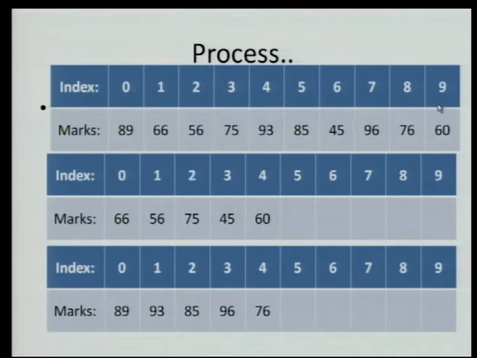Suppose this is my array. I can define two more arrays. This is simply taking a dump. I read this value, 89. Is 89 less than or equal to 75? No. So it goes to the second array. 66, less than or equal, comes to the first array. 56 comes to the first array, 75 comes to the first array. 93, once again the statement is false, so it goes to the second array. 85 goes to the second array, 45 comes to the first array, and 96 and 76 go to the second array.